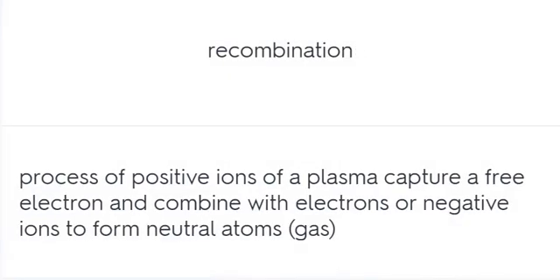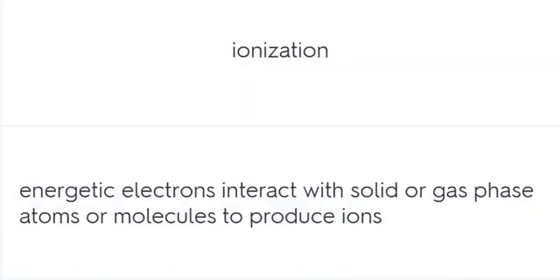Recombination. Process in which positive ions of a plasma capture a free electron and combine with electrons or negative ions to form neutral atoms. Ionization. Energetic electrons interact with solid or gas phase atoms or molecules to produce ions.